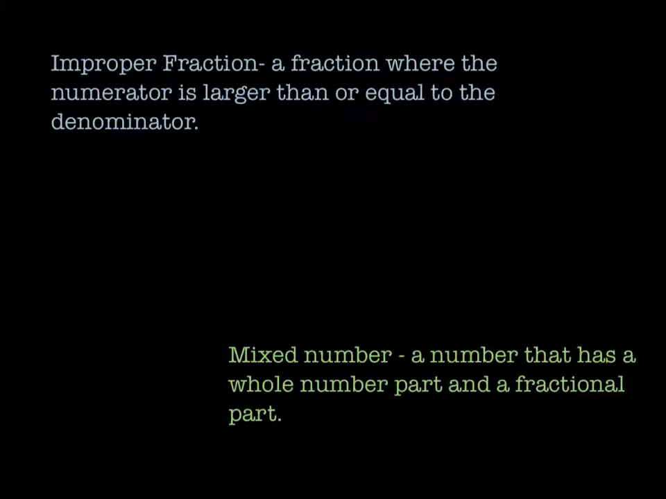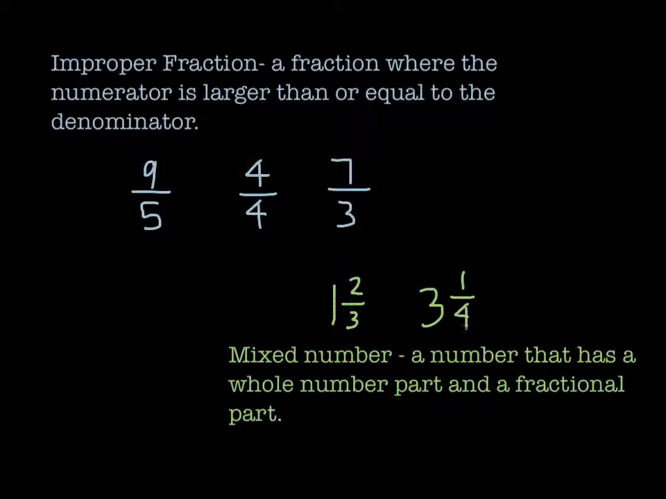Some examples of this are 9/5, 4/4, or 7/3. A mixed number is a number that has a whole number part and a fractional part. Some examples of this would be 1 2/3, 3 1/4, 4 1/2.